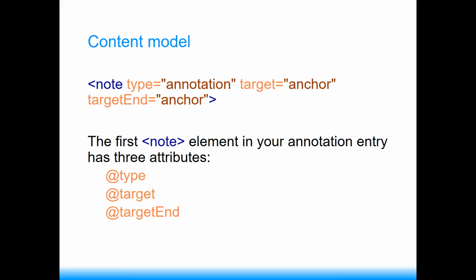Amoga asks if the target and target end values have to be consecutive numbers. They don't. We can have an annotation from anchor 3 to anchor 5. We can have an annotation from anchor 6552 to anchor 43. So again, what matters is that those anchors are unique places in the text, but they don't have to be consecutive.